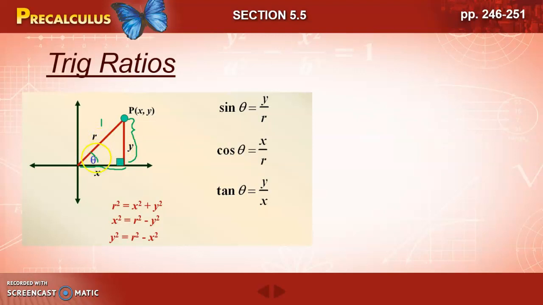Cosine is adjacent over hypotenuse. Adjacent's right here, so x over r, x over the radius. And tangent is opposite over adjacent, which is our y value over our x value. And all right triangles have these ratios in them, which makes working with right triangles super important and super helpful. So we need to know these trig ratios.